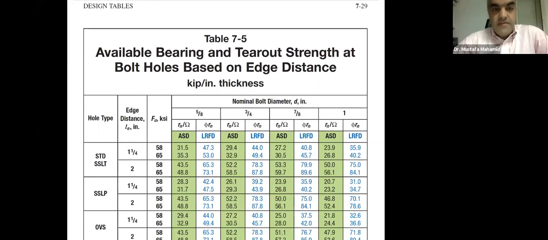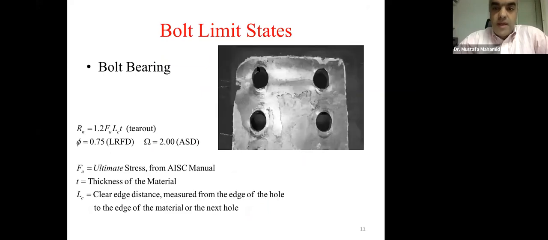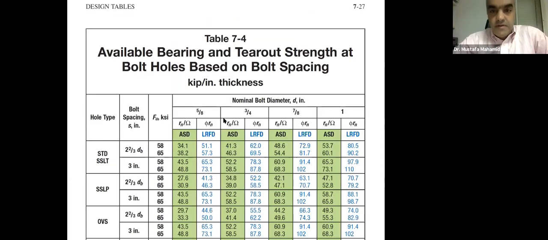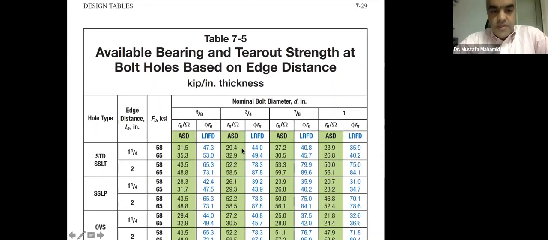Now, table 7.5 is the available bearing strength and tear out strength that's based on the edge distance. Going back to the figure, this is for the top part, and this depends on the edge distance. Bolt spacing depends on table 7.4, so we take that value multiplied by 2. And then from table 7.5, we take the capacity for 1 bolt, we multiply it by 2, we add it to the value we got from table 7.4, and that will be the bolt bearing capacity of the connection.